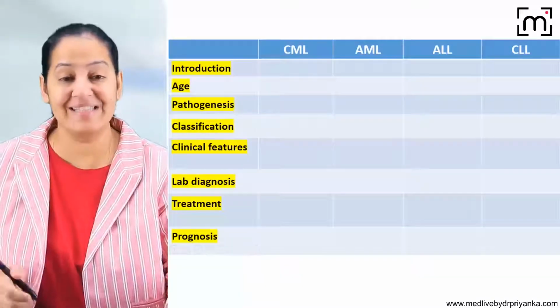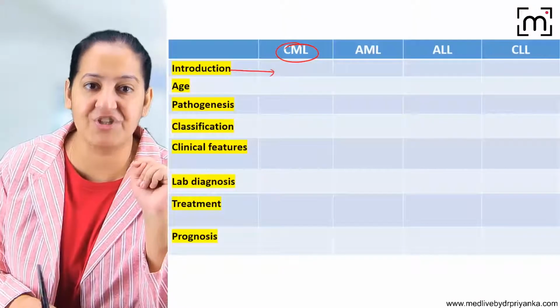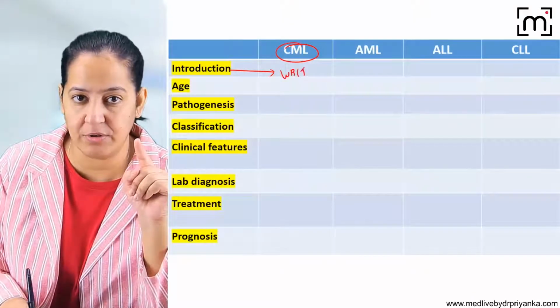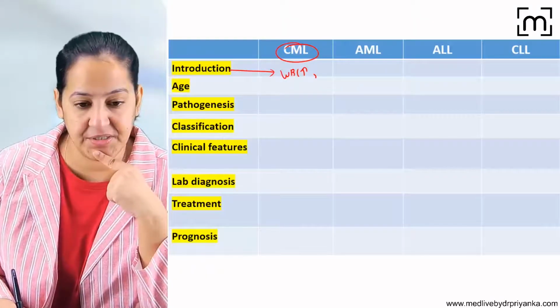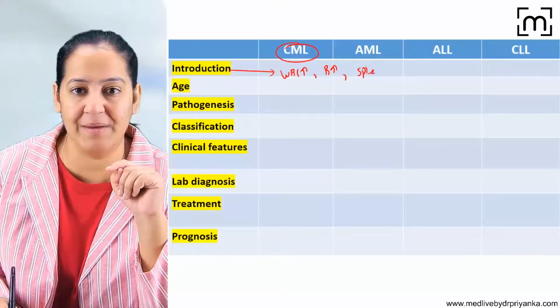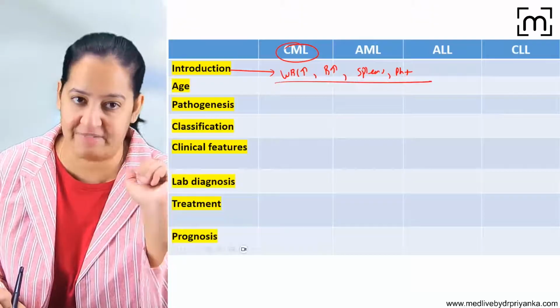Can we revise it quickly? CML. Fill this table with me, please. So in the introduction, write down the definition of CML. What we have learned, the four criteria. Number one, patient has high WBC count. Number two, patient is having basophilia. Number three, patient is having splenomegaly. And number four, patient is having Philadelphia Chromosome. If all four are present, the patient is having CML.